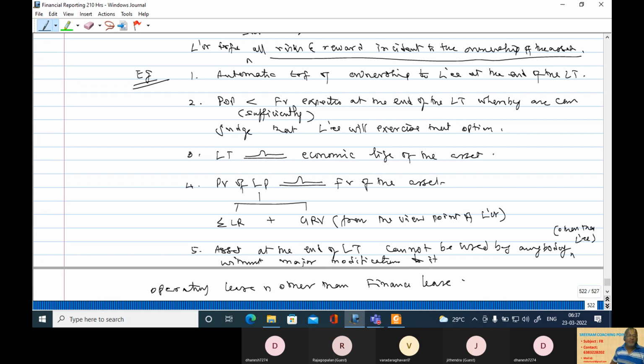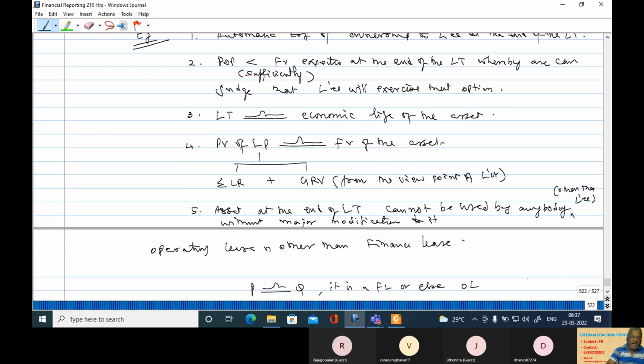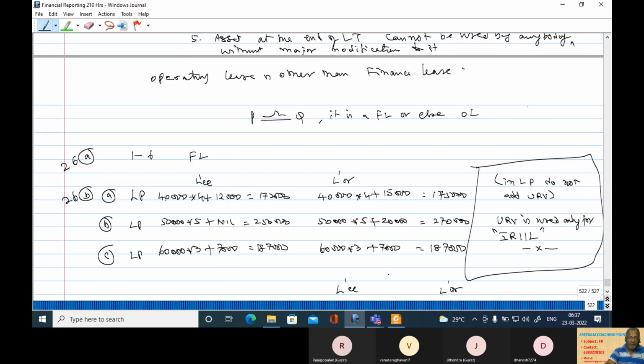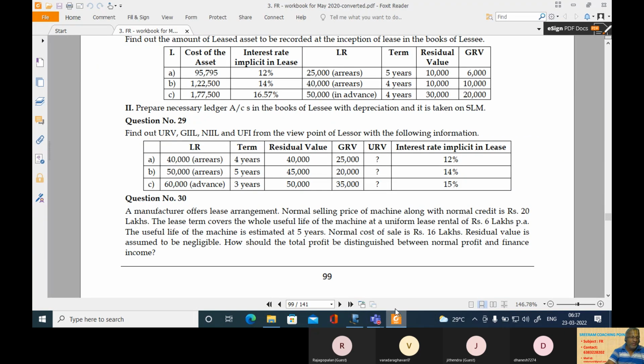So the next item number 4, the present value of lease payment is approximately or somewhat closer to fair value of the asset. What do you mean by lease payment? Lease payment is nothing but lease rental plus guaranteed residual value from the viewpoint of the lessor. Then item number 5, asset at the end of the lease term cannot be used by anybody other than lessee without major modification to it. So please understand, operating lease is nothing but other than finance lease.